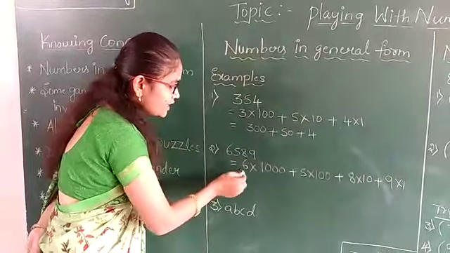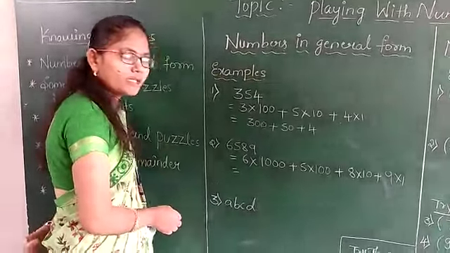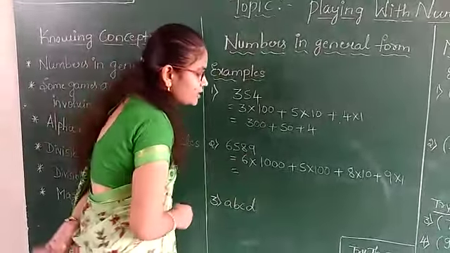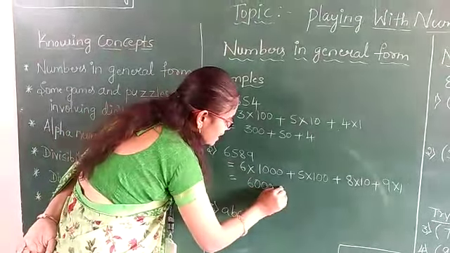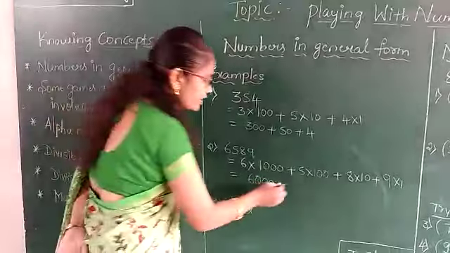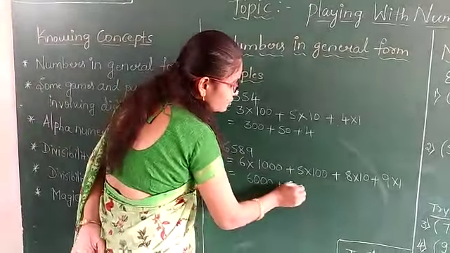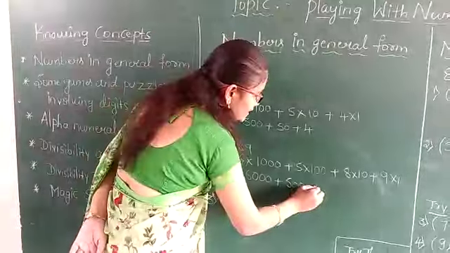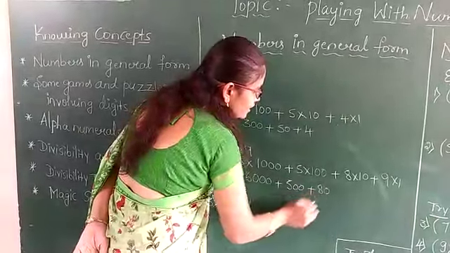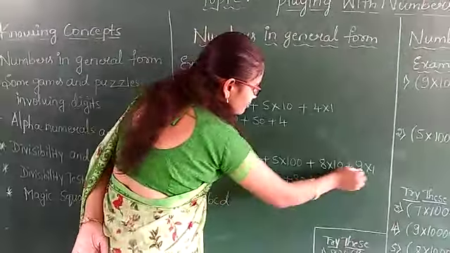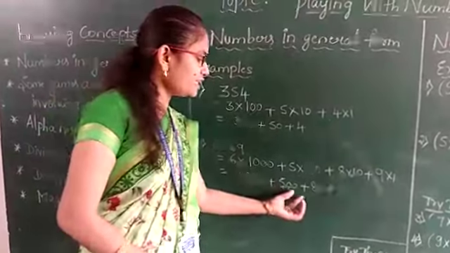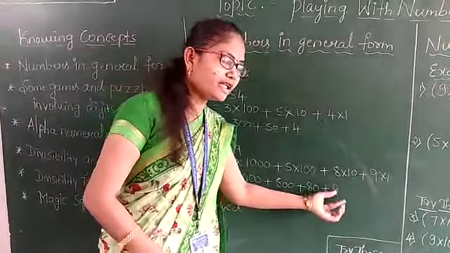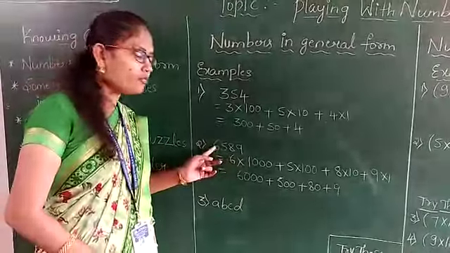Now you can see here again we have to multiply the numbers. 6 into 1000 is nothing but 6000, plus 5 into 100 is 500, plus 8 into 10 is 80, plus 9 ones are 9. So 6000 plus 500 plus 80 plus 9 is the general form of what?